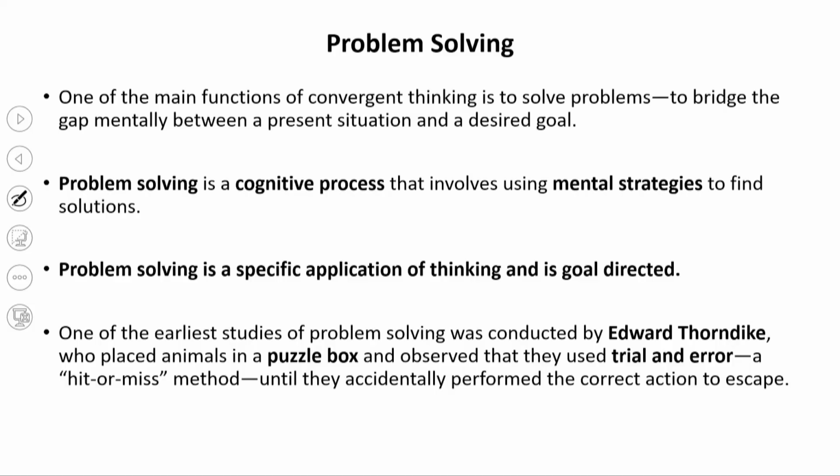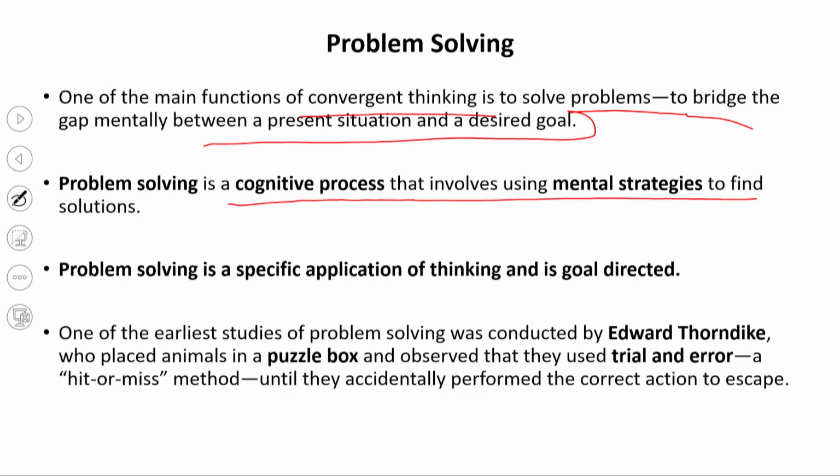One of the main functions of convergent thinking in particular is to solve problems, to bridge the gap mentally between a presenting situation and a desired goal. So, when we want to achieve some goal by using certain information, then we try to solve problems to reach the goal. Problem solving is a cognitive process that involves using mental strategies to find solutions. So, whenever we use mental strategies to find a solution or reach a goal, it is called problem solving. There is a problem and you want to solve it using mental strategies.